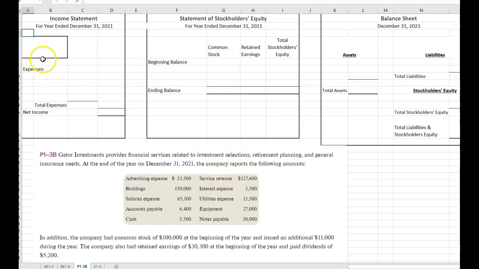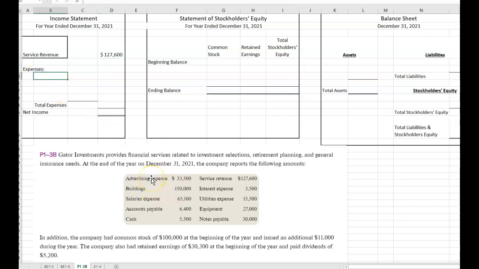What goes in the income statement? Revenues and expenses go in the income statement, right? Let's put those in. We have one revenue type of account. Down here, if we look through the list, we have one revenue. It's called service revenue. And we're going to put that over here on the right-hand side. 127,600. Okay? Oops. Sorry. 127,600. And down here, we want to list our expenses.